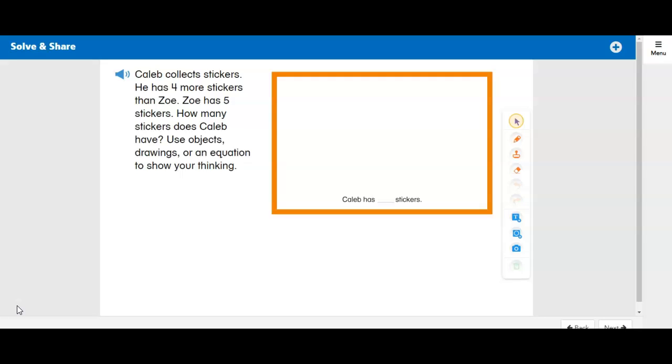Our Solve and Share tells us Caleb collects stickers. He has 4 more stickers than Zoe. Zoe has 5 stickers. How many stickers does Caleb have? Use objects, drawings, or an equation to show your thinking.